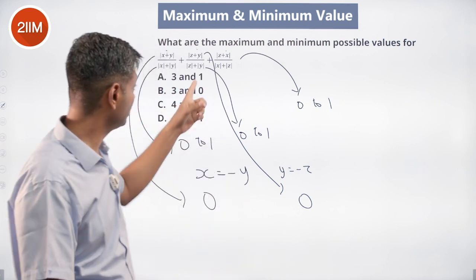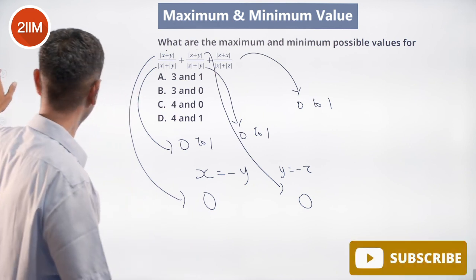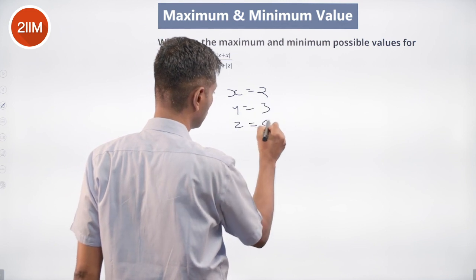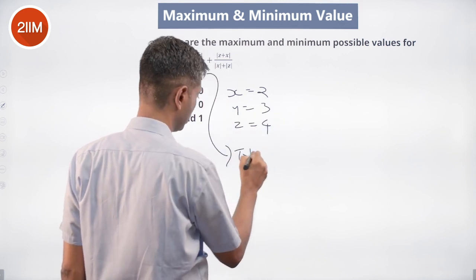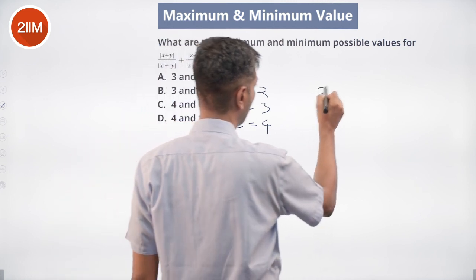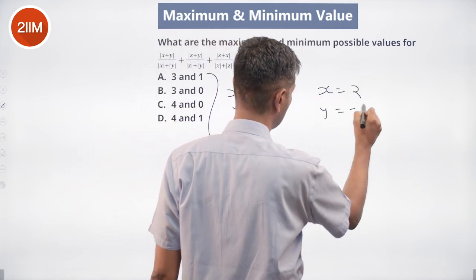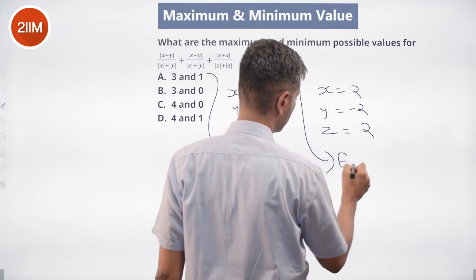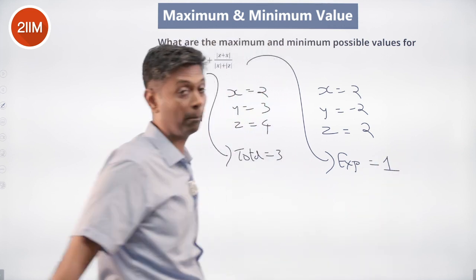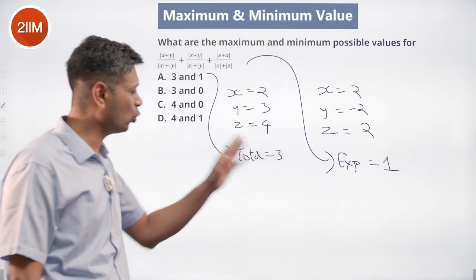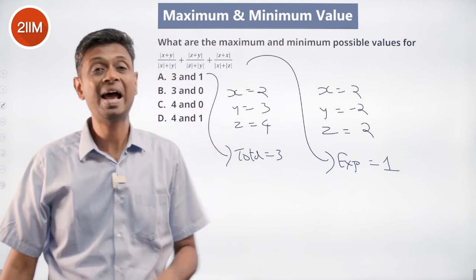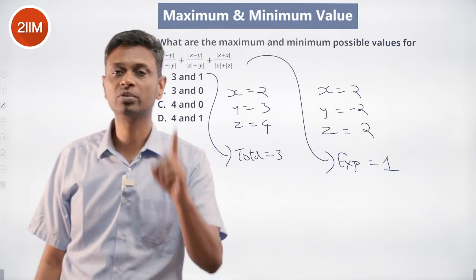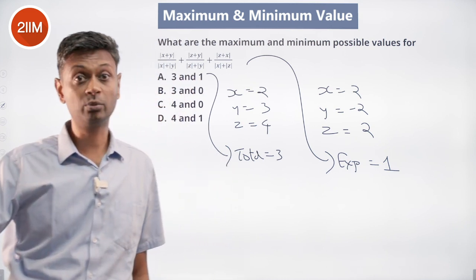So the minimum is 1, maximum is 3. When will it be 3? I put x equal to 2, y equal to 3, z equal to 4. This expression total would be 3. I put x equal to 2, y equal to minus 2, z equal to 2. This expression will be equal to 1. Minimum is 1, maximum is 3. Below 1 is not possible because one of these three terms has to be 1. Above 3 is not possible because each of them has a maximum of 1. Greater than 3 is not possible, less than 1 is not possible.